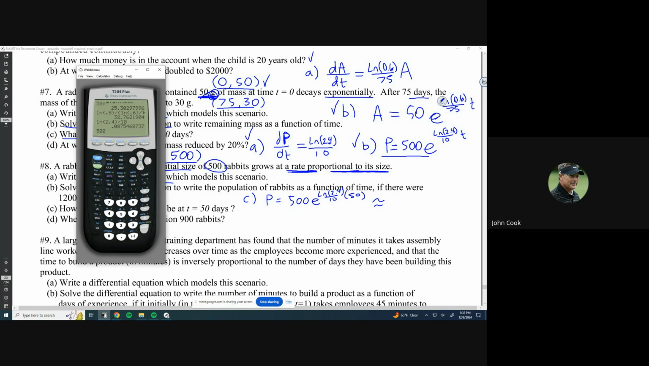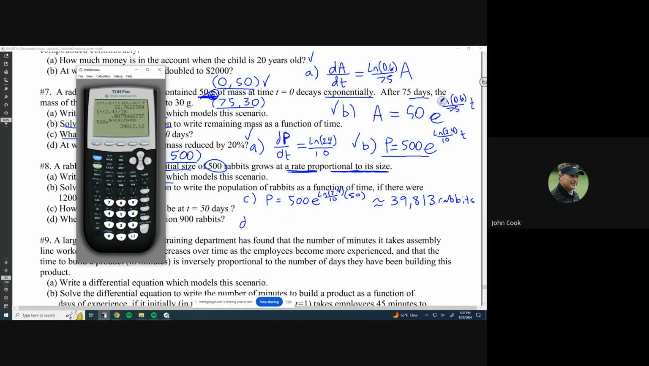So 500, and then e to the power of, oh, darn it. E to the power of, there we go. Natural log of 2.4 divided by 10, then times 50. Enter, and man, that's a lot of rabbits after 50 days. 39,813. Okay. Good Lord.